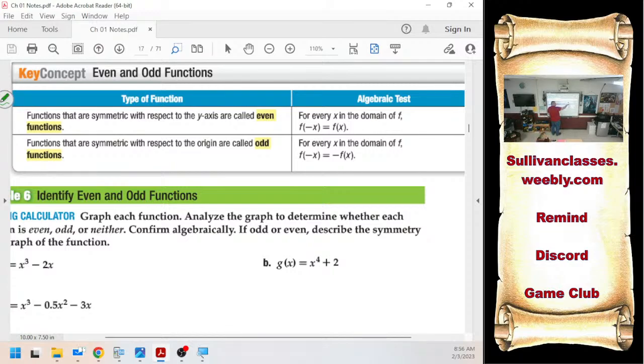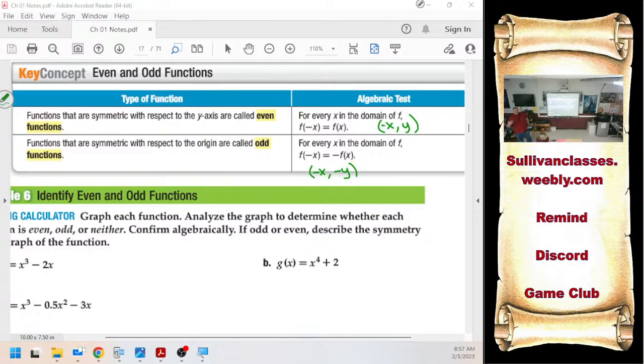See how this is negative x, y. I negate the x, I should still get y. This is, I negate the x, I will get the negation of y. It's just written in function notation. Okay, so it's blah, blah, blah, the exact same thing.